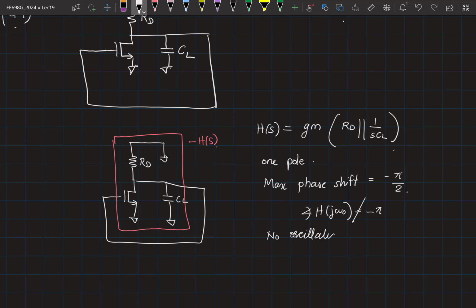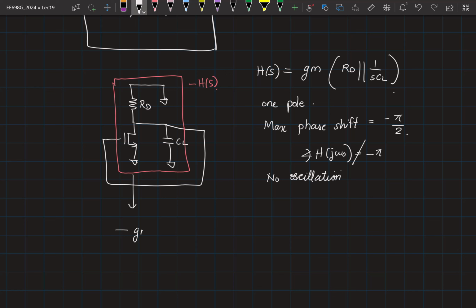Now, how to check for this frequency independent negative sign? If I were to write the expression, it will come out to be minus Gm into RD parallel 1 by sCL. This negative sign is negative irrespective of the frequency of operation. The frequency independent negative sign in the loop. So you are working with a loop. The loop is going to have a frequency independent negative sign and some phase shift associated with the H of s. You need to recognize both separately so that you don't take the angle of minus of H of s. That's all.